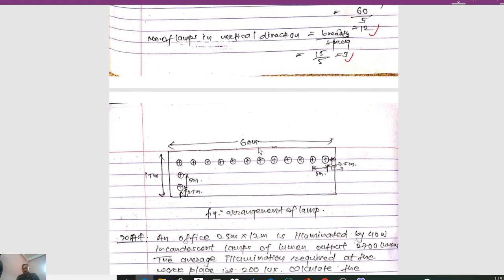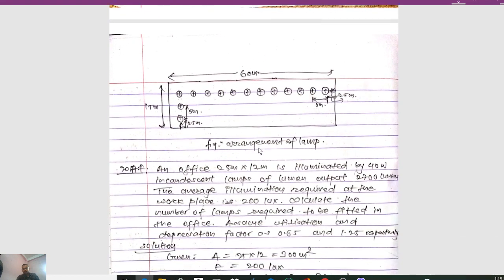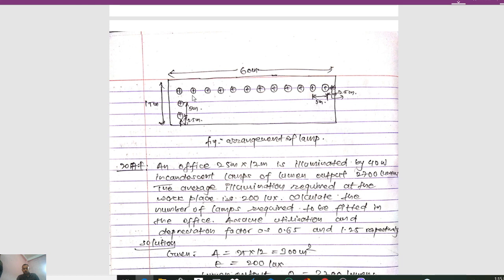So we can show the arrangement as follows. Here, in the 60 meter length, we have 12 lamps placed in the horizontal direction and 3 lamps placed in the vertical direction. In the horizontal direction altogether 12 lamps are placed with a spacing of 5 meters, and similarly in the vertical direction we have 3 lamps placed with a spacing of 5 meters. So this is the arrangement of lamps.